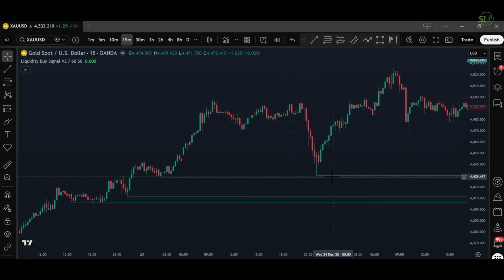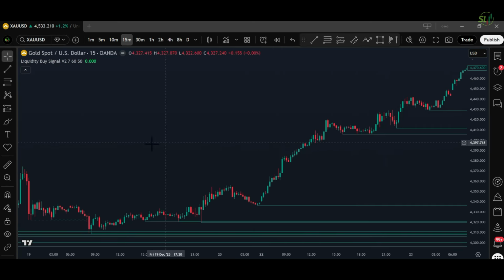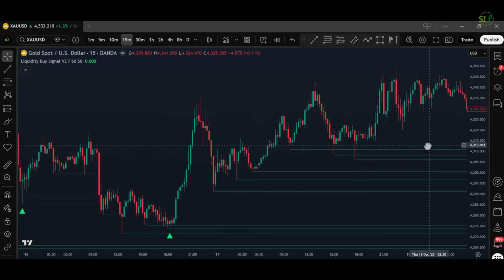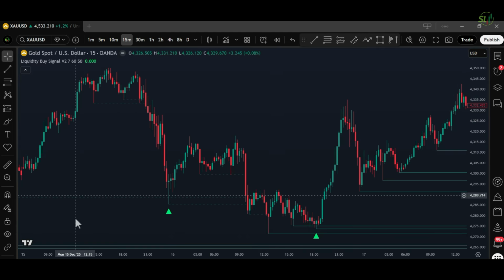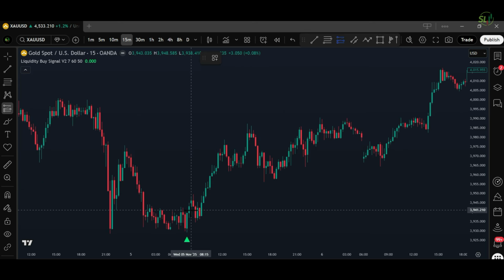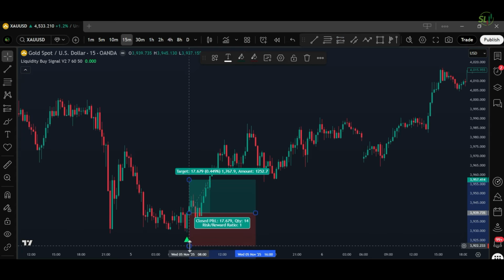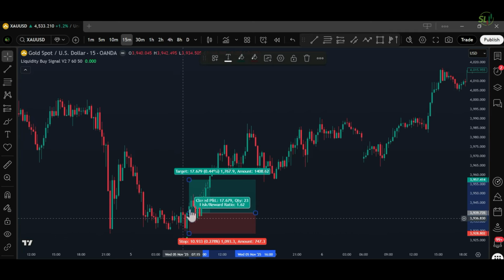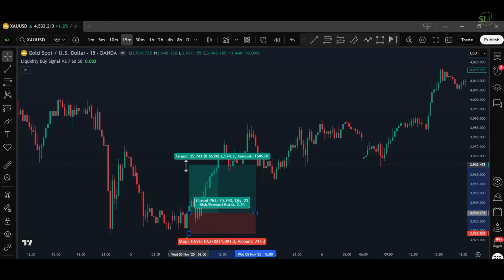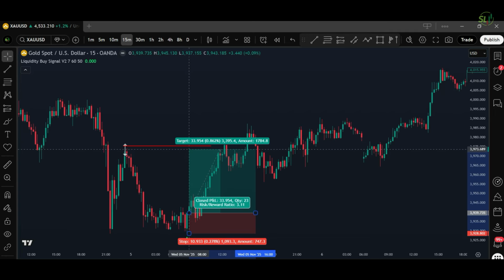So, on the chart, you'll see that whenever the indicator's conditions are met, a buy signal triangle will appear right when the liquidity sweep candlestick pattern forms at the sell-side liquidity area. You can enter a trade right after the signal appears, place your stop loss just below the liquidity sweep candle pair, and set your take profit with a 1 to 2 risk to reward, or target the previous buy-side liquidity zone.